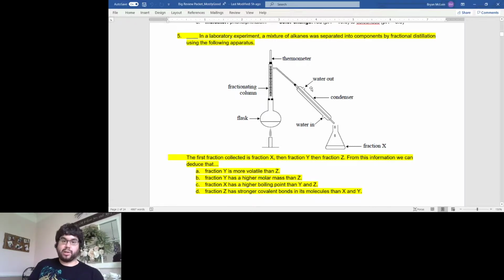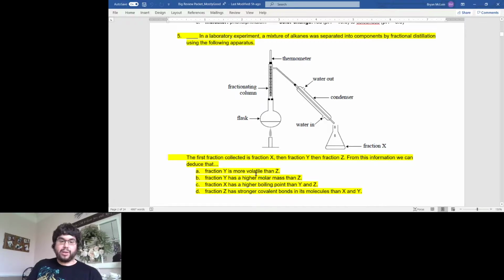Basically how this works is there's water that goes through and cools down the glass. So as the gas comes up here and funnels down into the condenser, it cools down quickly, liquefies, and gets collected down here. It says the first fraction collected is fraction X, then fraction Y, then fraction Z. From this information we can deduce that A, B, C, and D. So what you see here is that X comes out first, then Y, then Z.